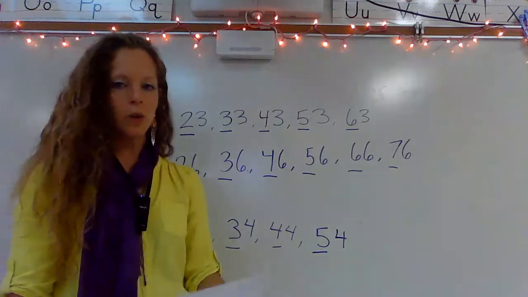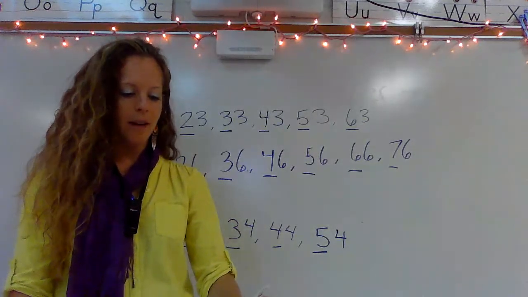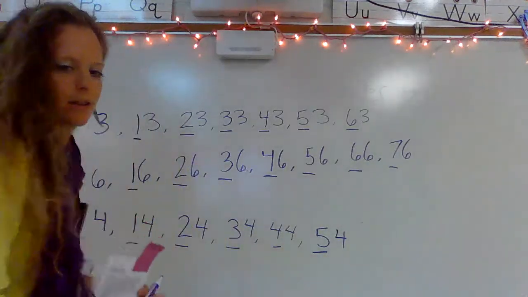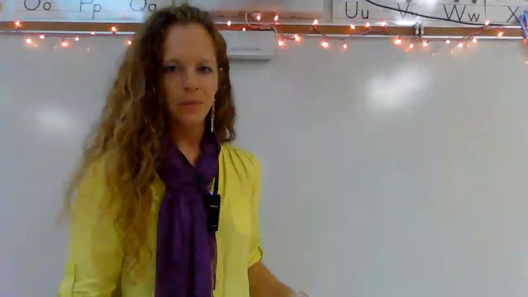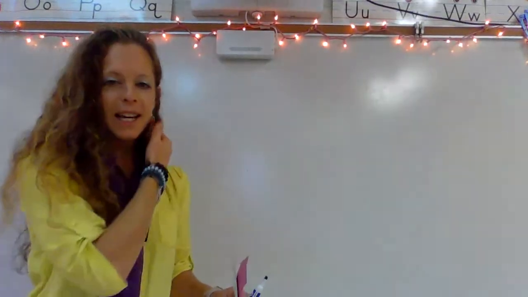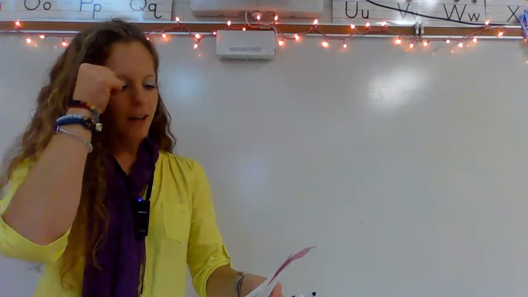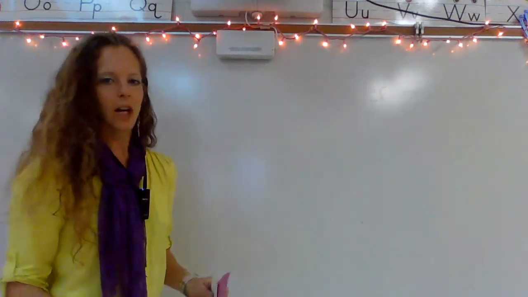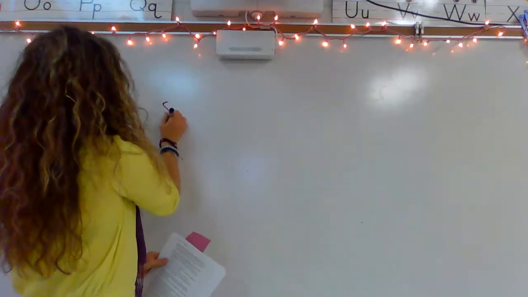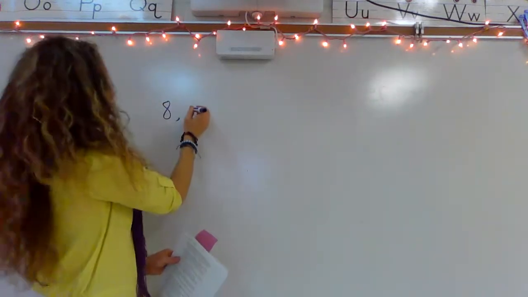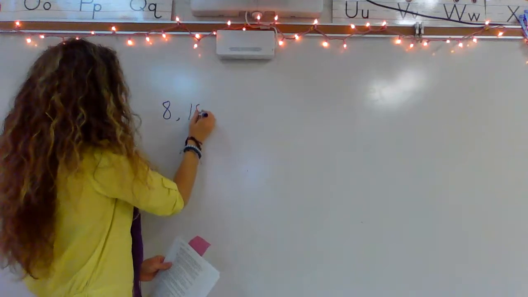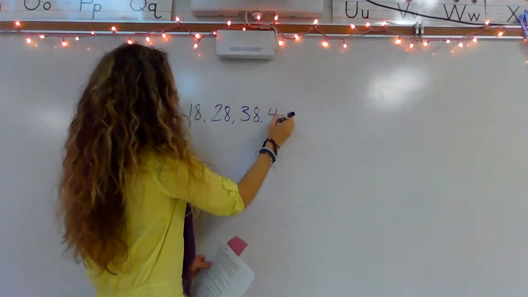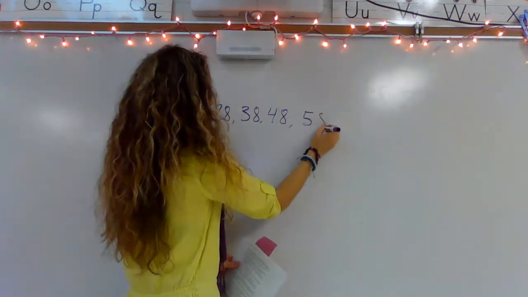Now, we're going to do a count around, but this time we're going to go past 100. So I'm going to pause so I can erase my board. Okay, so we're going to count by tens, starting at any given number. Now we're going to go past 100. Let's start at 8. Count with me. Counting by tens. 8, 18, 28, 38, 48, 58.